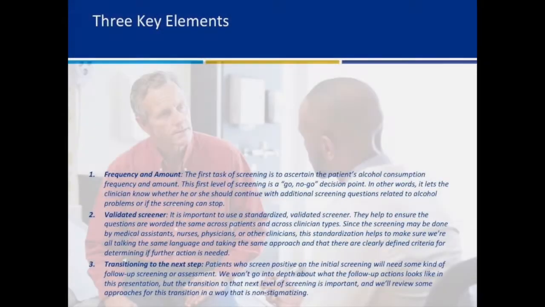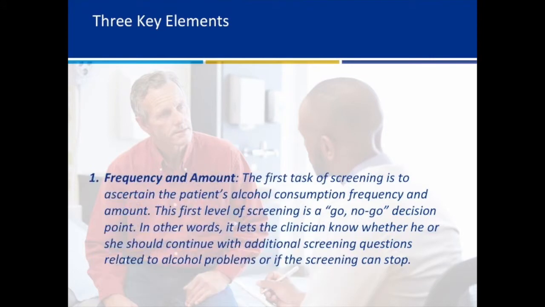When screening for alcohol use and misuse, three key elements to keep in mind are as follows. 1, frequency and amount. The first task of screening is to ascertain the patient's alcohol consumption frequency and amount. This first level of screening is a go, no-go decision point. In other words, it lets the clinician know whether he or she should continue with additional screening questions related to alcohol problems, or if the screening can stop.